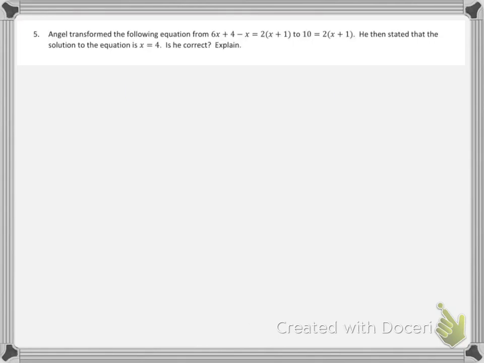Number 5. Angel transformed the following equation from 6x plus 4 minus x equals 2 times the quantity x plus 1 into 10 equals 2 times the quantity x plus 1. He then stated that the solution to the equation is x equals 4. Is he correct? Well, let's take this original equation, 6x plus 4 minus x equals 2 times the quantity x plus 1. So let's simplify the left side and see if we get 10.